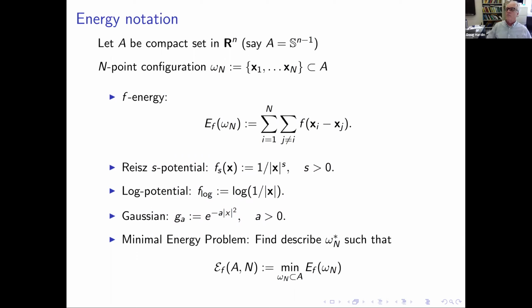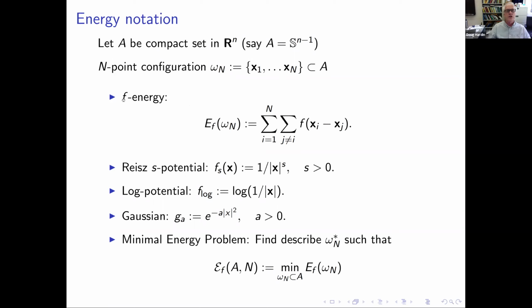Okay, some of this is standard for those of us in this community, but I didn't know who would be here, so I wanted to set the notation. I'm going to start out in the non-periodic setting and then discuss what happens when we go to periodic configurations. So we start with a compact set A. For example, A might be the unit sphere in R^n. We have an N-point configuration, so N points in the set A.